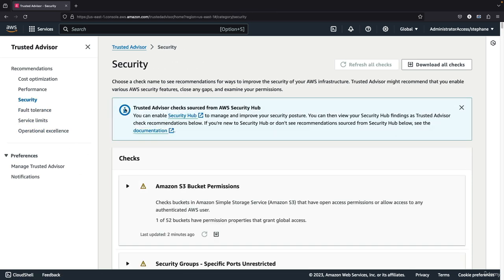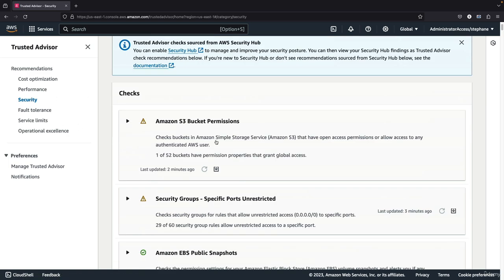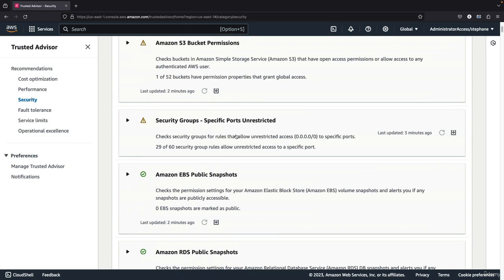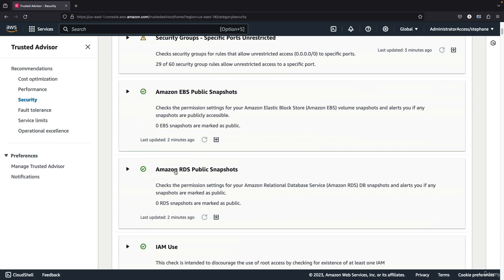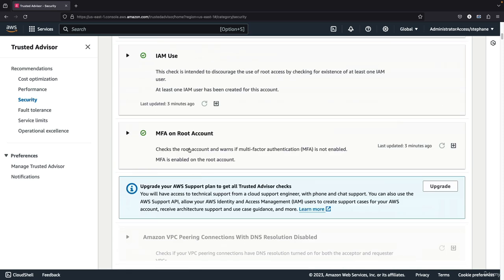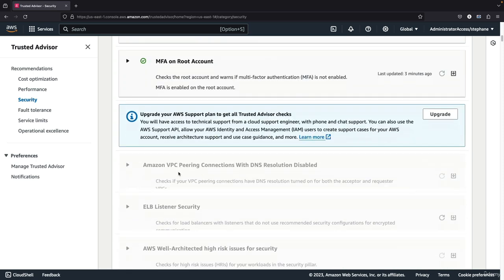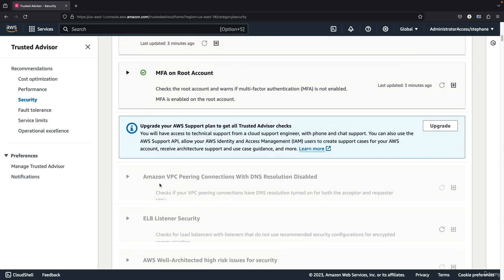The only thing I have access to is security. Here we get some checks, they're called the core checks. In here I have my bucket permissions, my security group ports, my EBS public snapshot, RDS public snapshot, and so on. But as soon as I go in here to the more advanced security checks, then again, I need to upgrade my support plan.